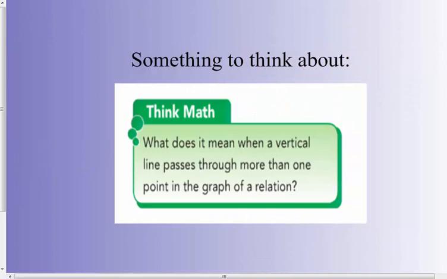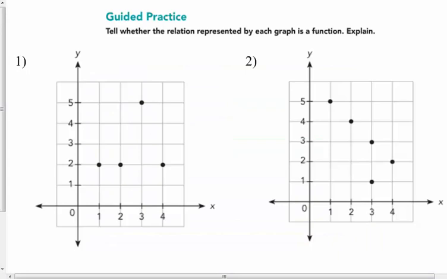Something to think about. What does it mean when a vertical line passes through more than one point in the graph? Well, it means that x has 2 y values, and it's not going to be a function, and it's not going to be a y equals that you're going to be able to put into the graphing calculator. Y equals only has 1 point for each x. So for one input, there's more than one output. That's what it means. So some guided practice here.